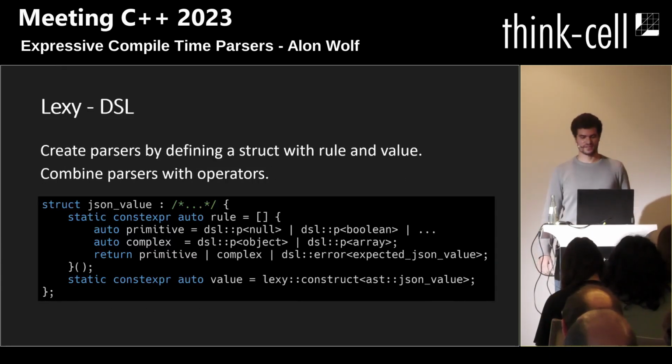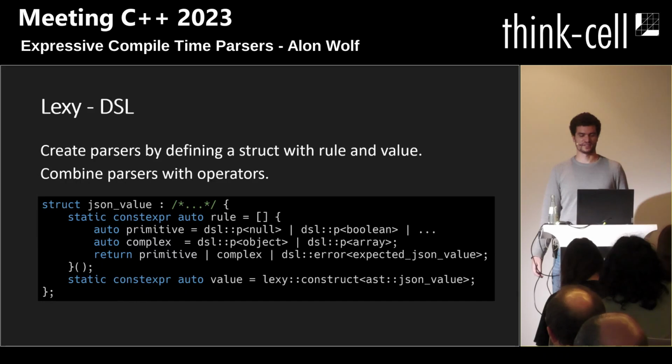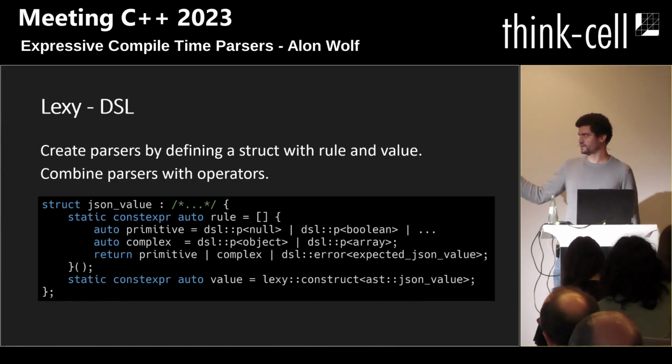We can create a parser by defining a struct that has a rule and a value. The rule defines how to match the input string, and it can be implemented as parser combinators. The value specifies how to store the parsing result. constexpr has become a lot more powerful in C++17. So now we can use an immediately invoked constexpr lambda to define our rule and value. And inside the constexpr lambda, we can write code with the same syntax that we use to write regular C++ runtime code.